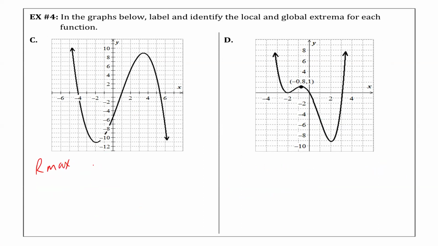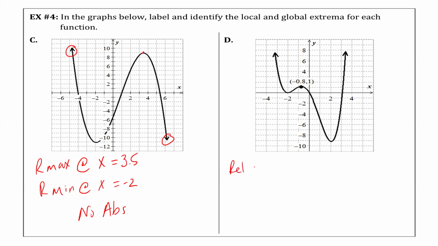What about R max? Where is it at? Isn't that 3.5? At 3.5. Okay. What about our R min? 2, -2. Do I have any absolutes? Why do I not have any absolutes? Double infinity, right? Okay.